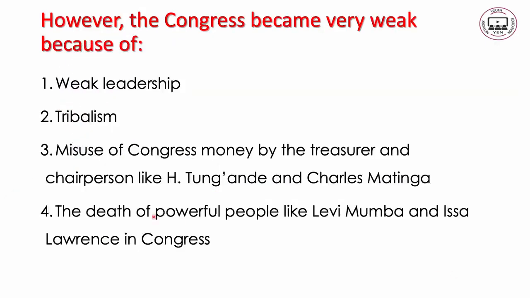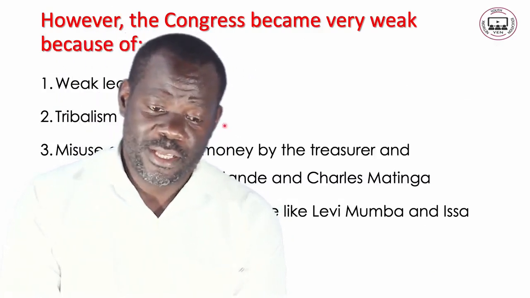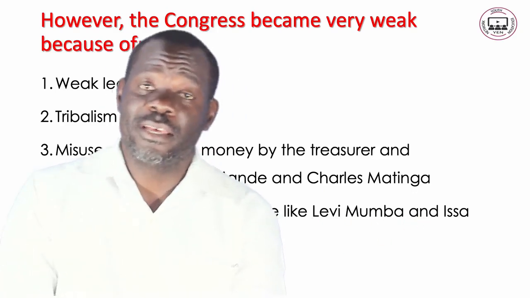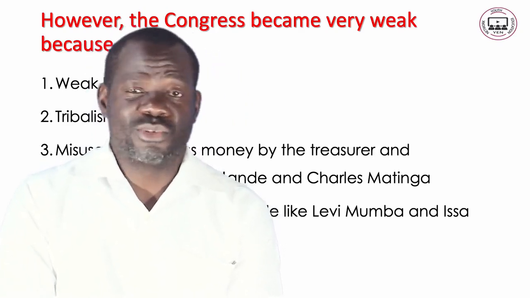However, the Congress became weak. What made the Congress weak? Number one, weak leadership. Number two, tribalism. Number three, misuse of Congress money by the treasurer and chairperson like H. Tungande and Charles Matinga. And number four, the death of powerful people like Lev Mumba and Issa Rollins in the Congress. So we see here that later on, this Congress was not powerful.